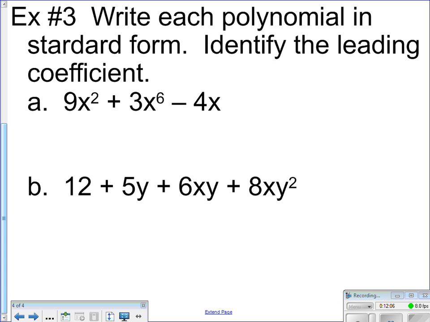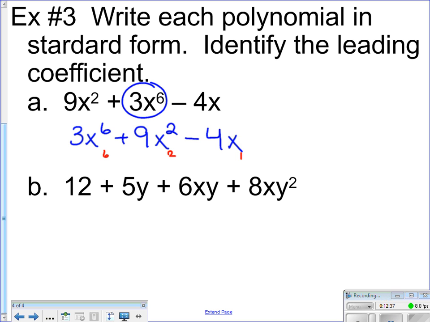So take a look at A. The one with the biggest exponent is the 3x to the 6th. So it needs to be the first term. 6 is the biggest exponent. Following after that would be the 9x squared. And then the third and final term is the minus 4x. If you notice, the degree goes down. It goes 6, 2, 1. That's going down the whole time. That means it's in standard form. Now the leading coefficient, to abbreviate that LC, is the very first number in the problem. And that's 3.